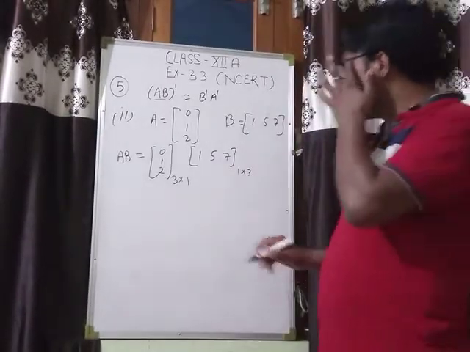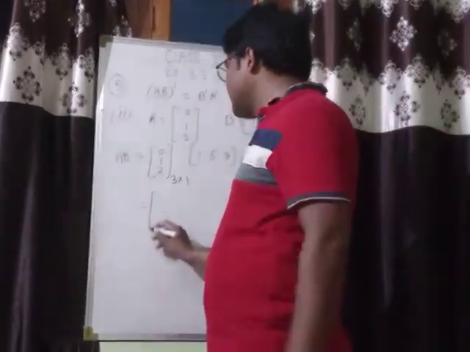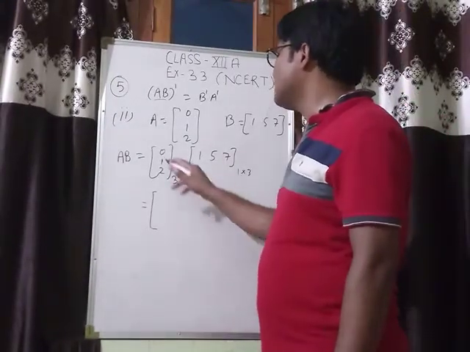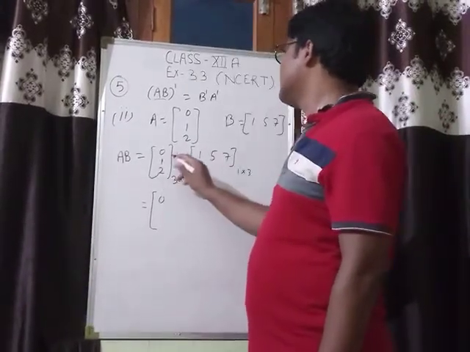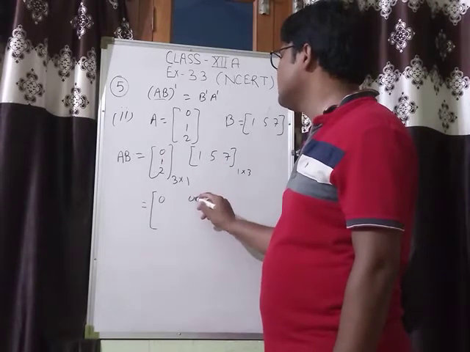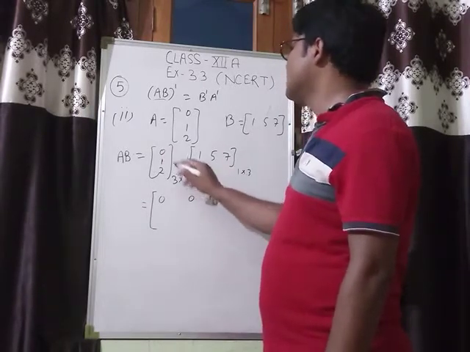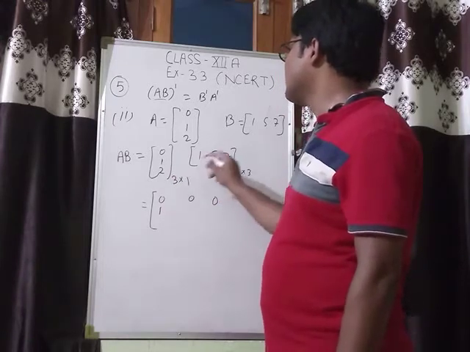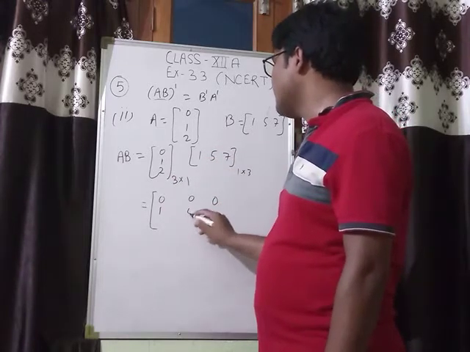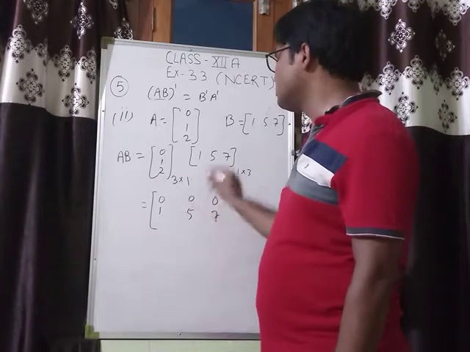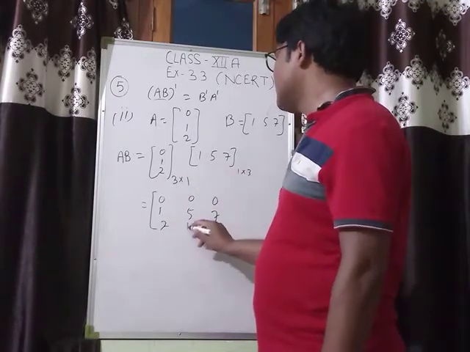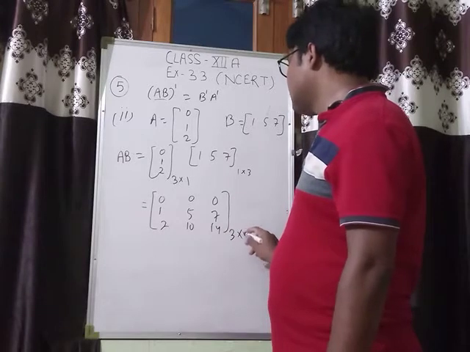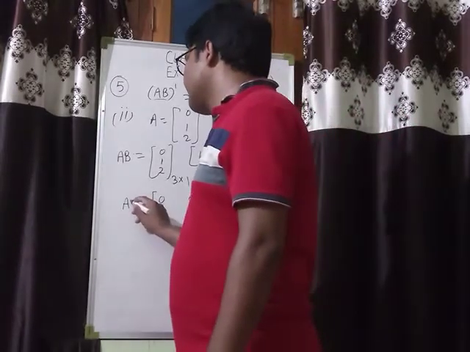Okay. So their product will be equal to what? First row first column 0 into 1 is 0, first row second column 0 into 5 is 0, first row third column 0, second row first column 1 into 1 is 1, second row second column 1 into 5 is 5, 1 into 7 is 7, 2 into 1 is 2, 2 into 5 is 10 and 2 into 7 is 14. That is a matrix of order 3 by 3, that is AB.